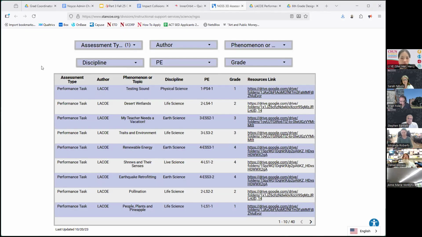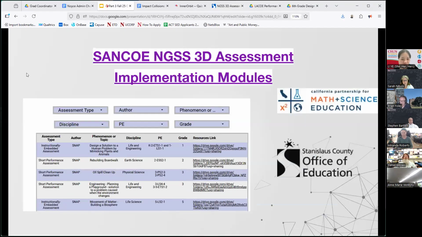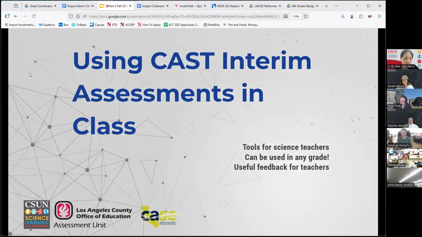If you don't find what you're looking for in them, there's the whole world of the internet out there that you can search and probably find even more stuff. But those are three that are pretty familiar to us. Another resource that we have now is the interim assessments. Has anybody tried the interim assessments?